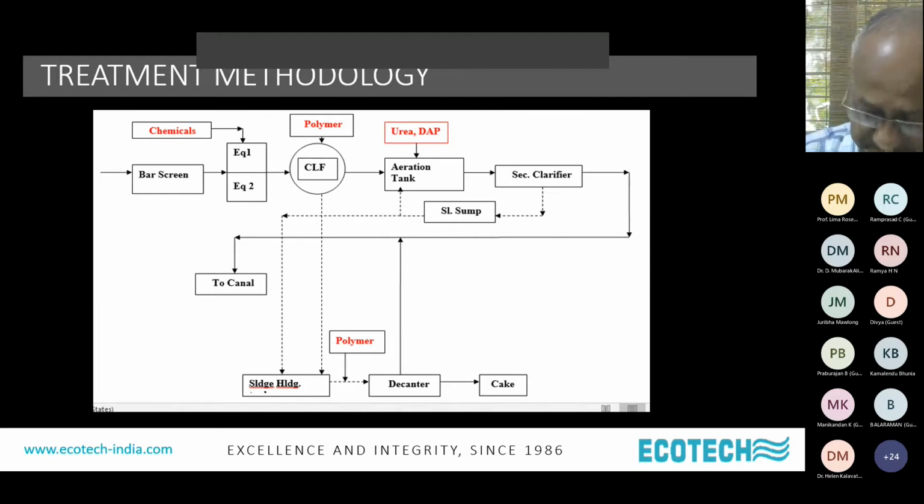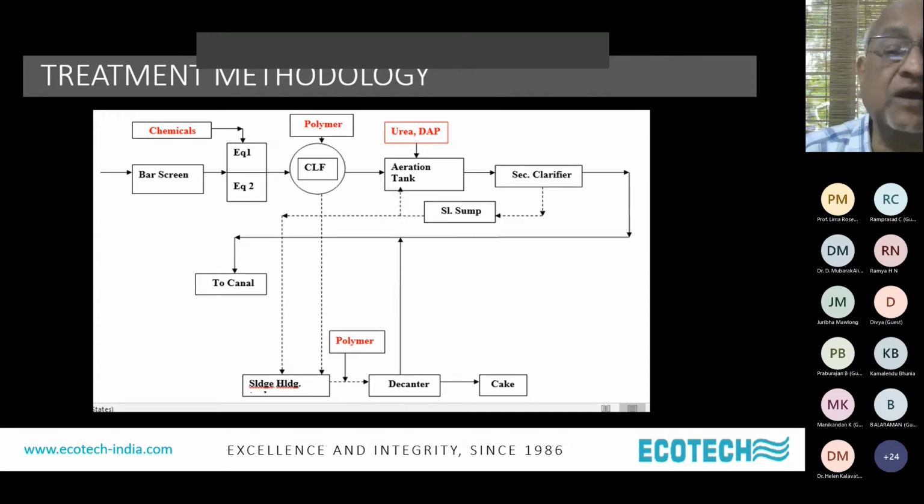Urea contains nitrogen, DAP contains both nitrogen and phosphorus, and therefore you have to do molecular weight calculations to determine how many kilograms of DAP to add and how many kilograms of urea to add, based on the BOD to be removed. Typically in aerobic systems, the BOD to nitrogen to phosphorus ratio is 100:5:1. For 500 kg of BOD you have to reduce, you have to add 5 kilograms of nitrogen and 1 kilogram of phosphorus.